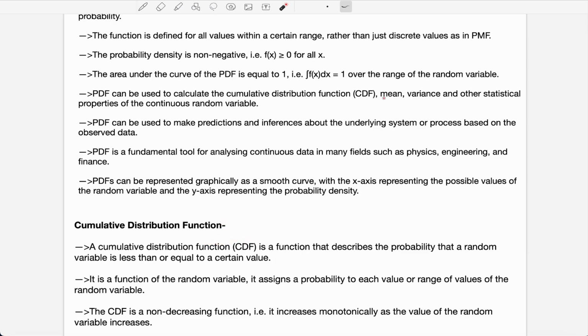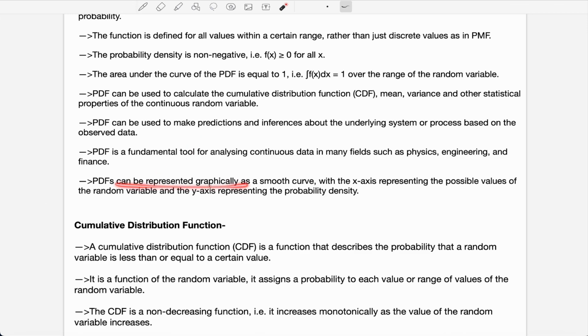We're going to cover the mean, variance, and other statistical properties of a continuous random variable. The PDF can be used to make predictions and inferences about the underlying data and process, the same as the PMF, which is the probability mass function, and the probability distribution function, which are used to make predictions and inferences about the underlying system and process based on the observed data. It is a fundamental tool for analyzing continuous data. The PDF is meant for continuous data, and the PMF is meant for discrete data, right? It is used in many fields such as physics, engineering, finance, machine learning, artificial intelligence, etc.